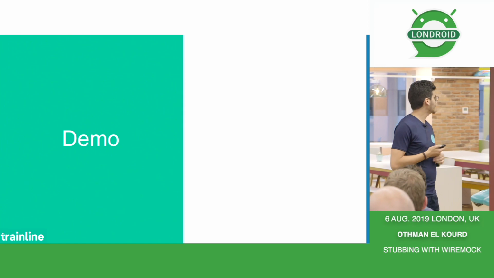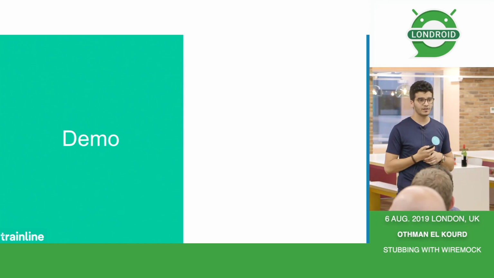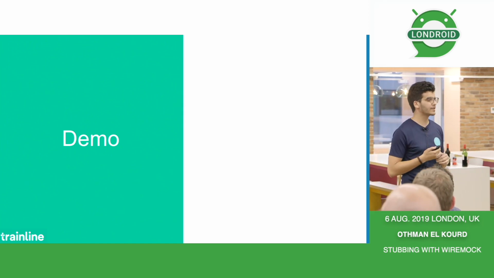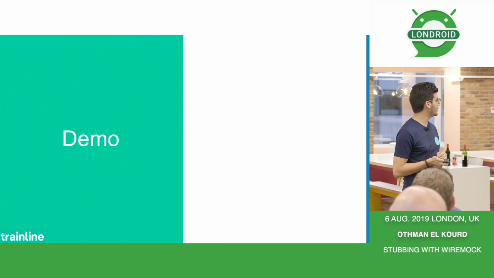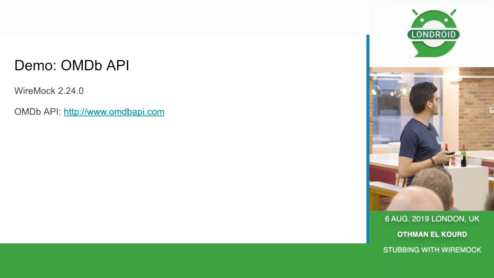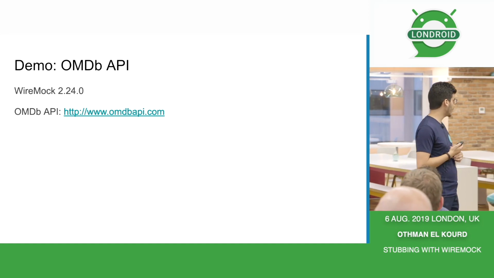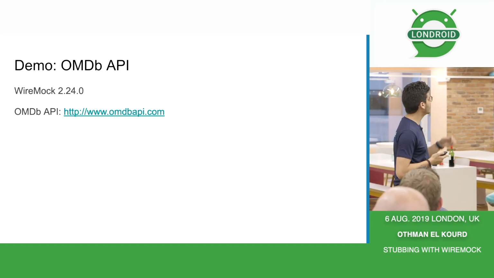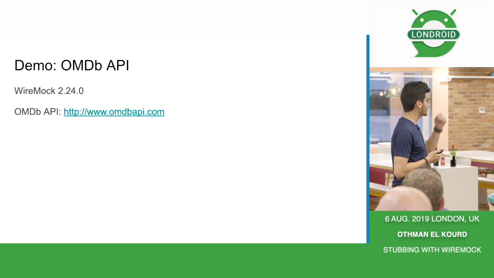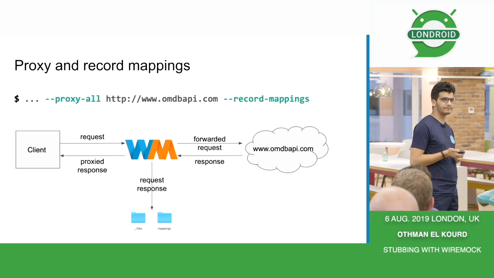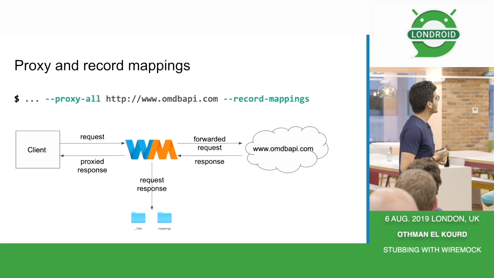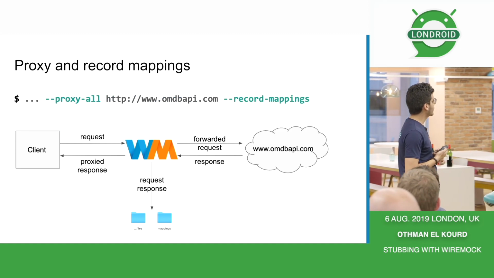So I will share with you some examples of how we can create more mappings using the WireMock REST API. In this demo, I will use version 2.24 of WireMock, and I will be targeting the OMDb API. This is an API to get some information about movies. Okay, so let's see the result of running WireMock as a proxy and with the option to record mappings.